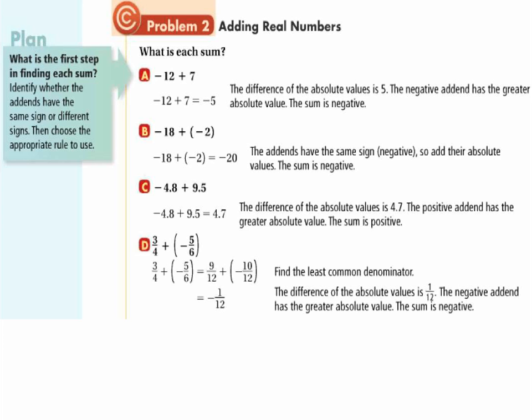3/4 plus negative 5/6, so different signs, subtract them, put the sign of the bigger. A little fraction work here. In order to subtract or add fractions, you need a common denominator. So we just turn that into 12 and that into a 12 by changing the tops. If you need help with that, please ask in class.